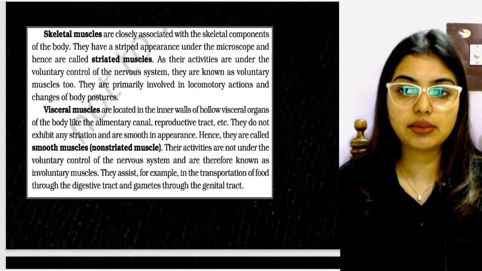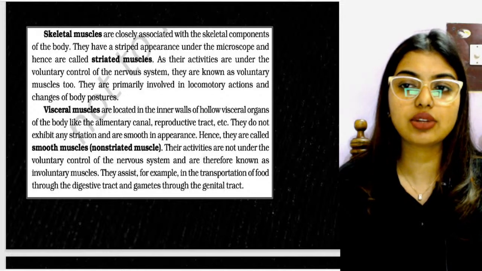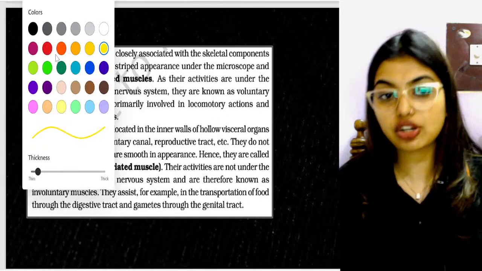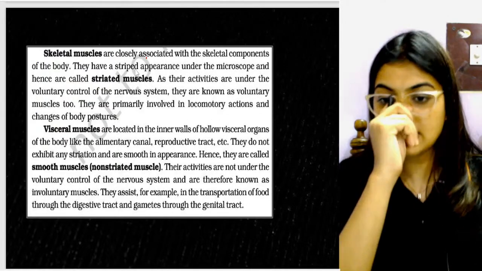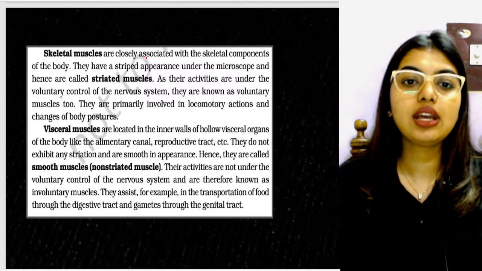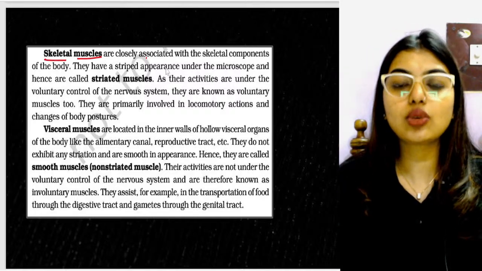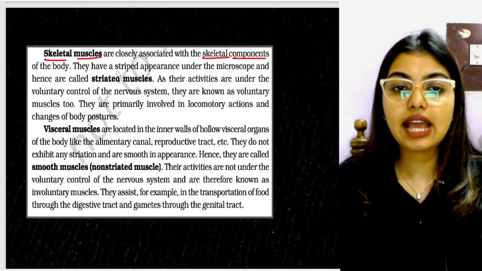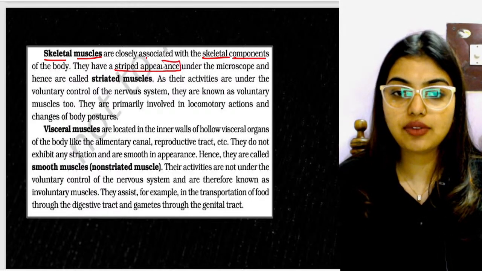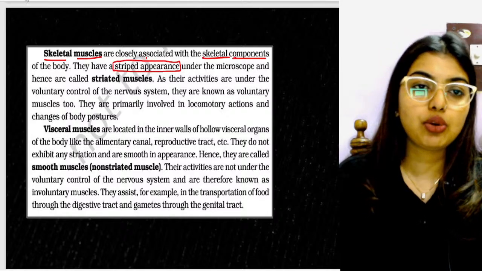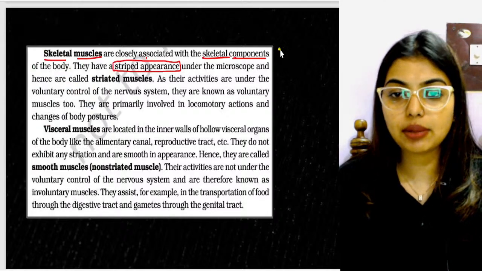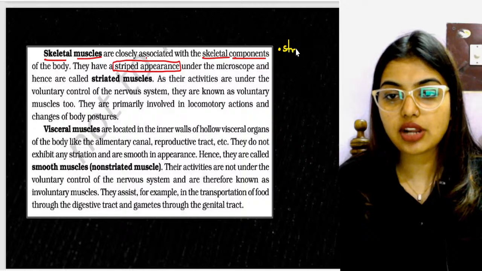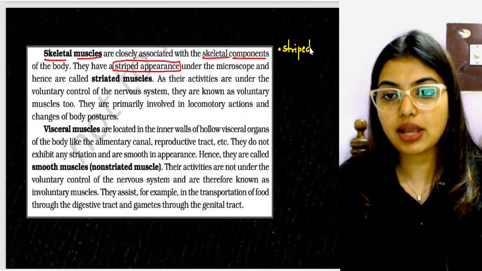First, you have skeletal muscles. You have to learn the characteristics, students. The same thing I taught you in structural organization of animals. Skeletal muscles are closely associated with skeletal components of the body. They have a striped appearance. This is the first point to remember. Striped means they have dark bands and light bands.